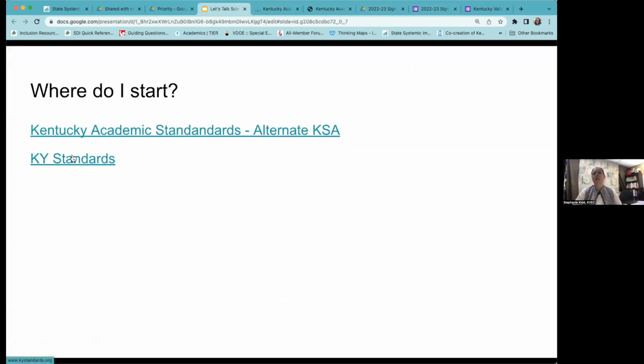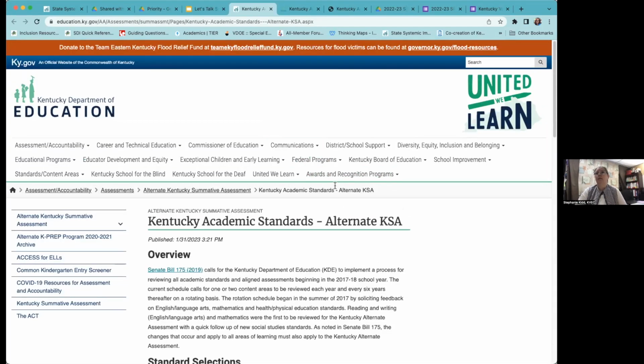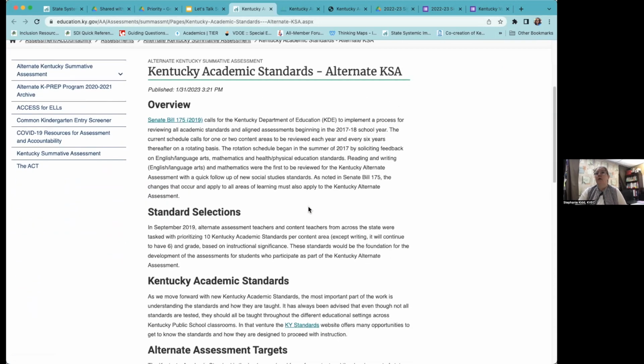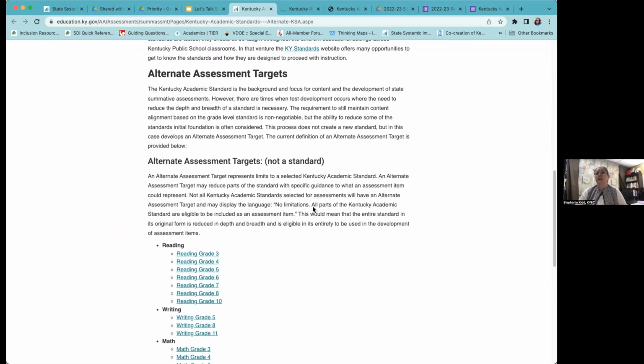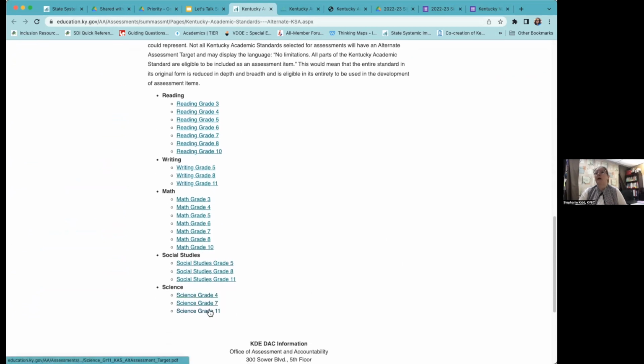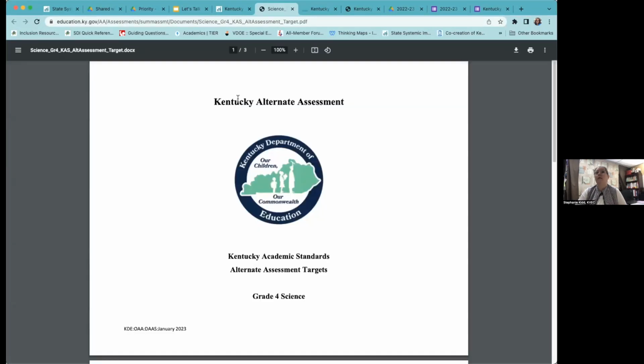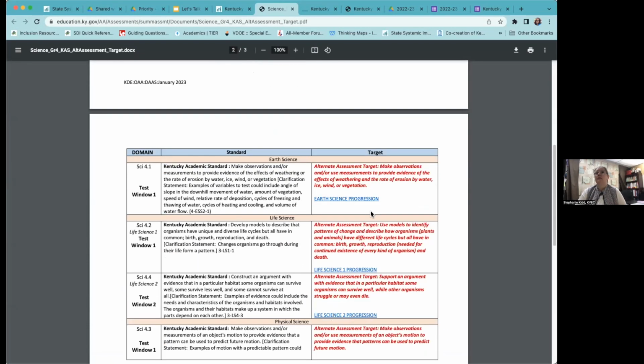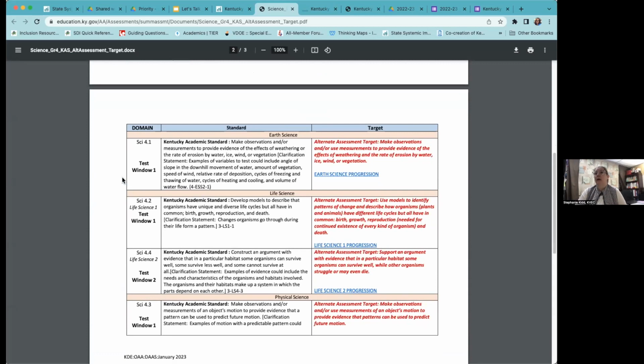But also, we're going to have your alternate. Now, where can you find these? Again, at educationkentucky.gov. We'll go here. You'll see how they have all the standards listed down here for your targets. Go down to the bottom because it's 4th grade, 7th grade, and 11th grade is what we're going to be looking at. Pull up your 4th grade. I'm going to just go into it. You'll see how it's done by the testing window.